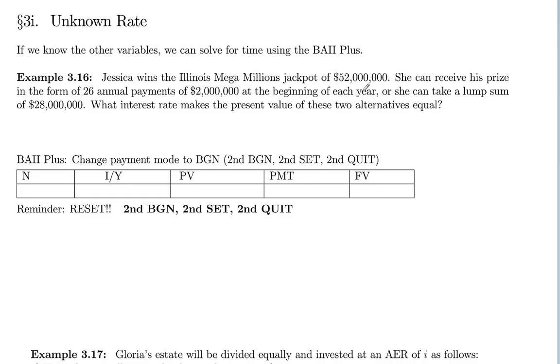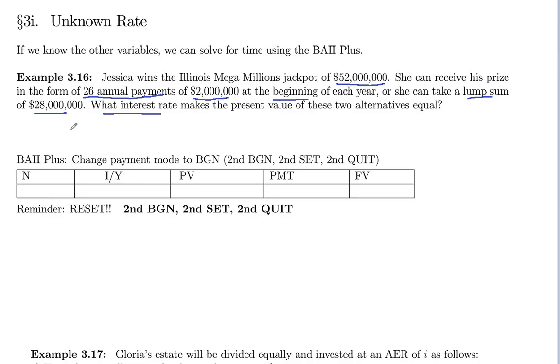But in any case, she can receive the prize in the form of 26 annual payments of $2 million at the beginning of each year. So annuity due. $52 million here is the total winnings, or she can take a lump sum of $28 million immediately. The question is, what interest rate makes the present value of these two equal?